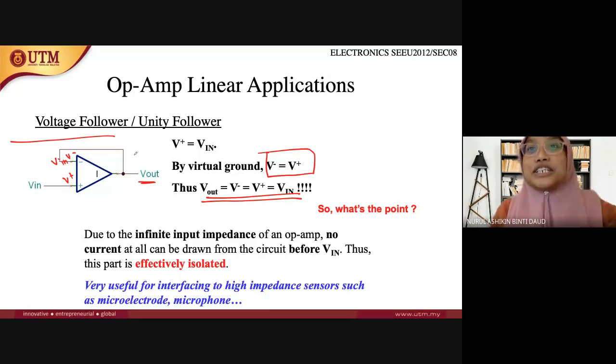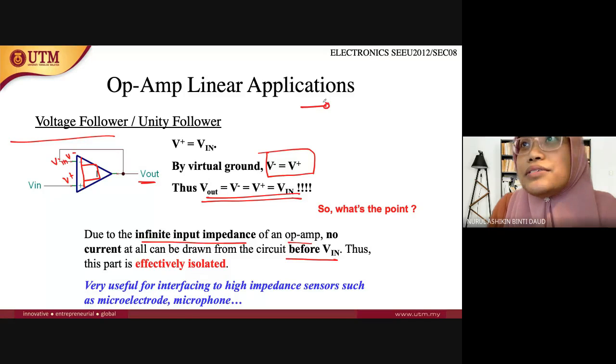But actually there is a function of this OP amp. Due to the infinite input impedance of the OP amp, no current at all can be drawn from the circuit before V in. It will make this part actually isolated. Dia sebenarnya will be like this: V in, isolate sekejap, and V output.